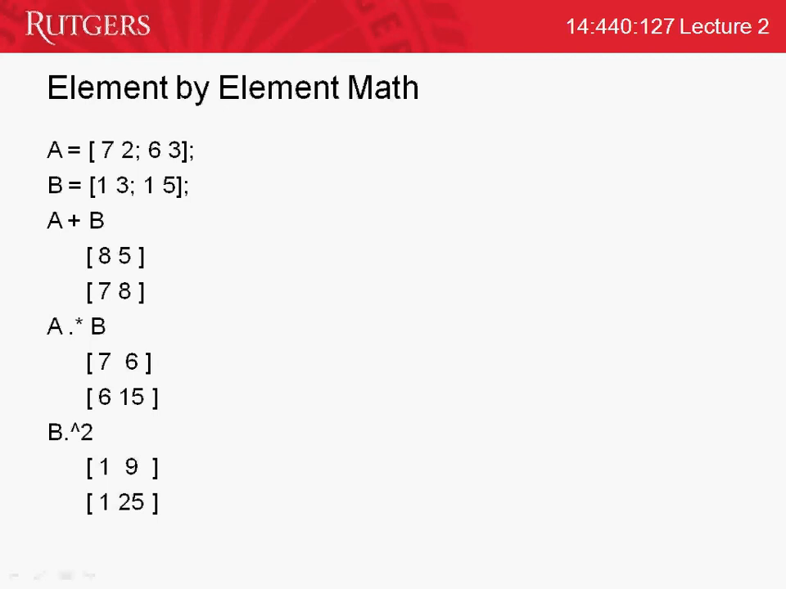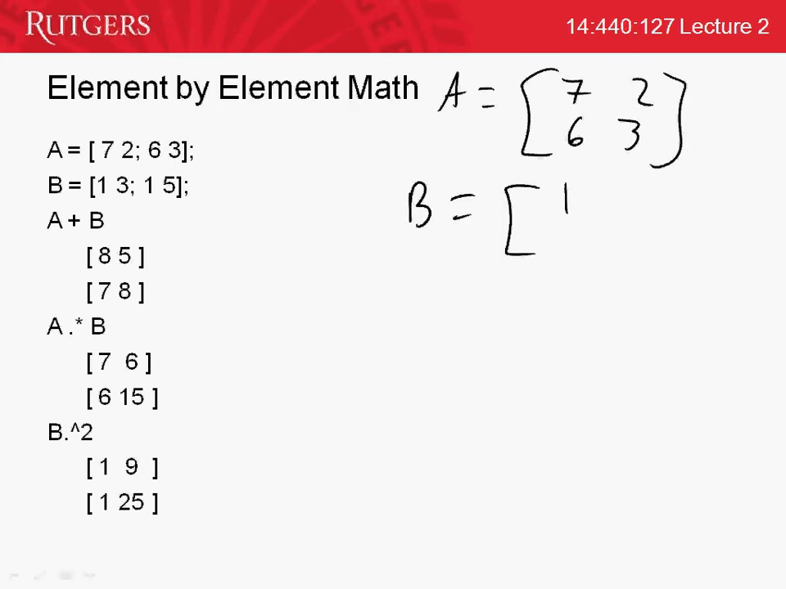Here we have our matrix A: 7, 2, 6, 3. We have our matrix B: 1, 3, 1, 5. And we're going to add them together. The way it works is the first row, first column gets added to the first row, first column, and we get 8, and that gets placed in the first row, first column.